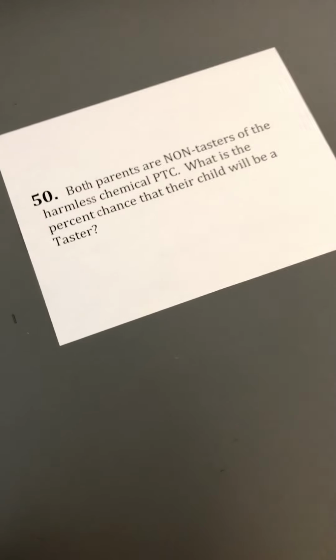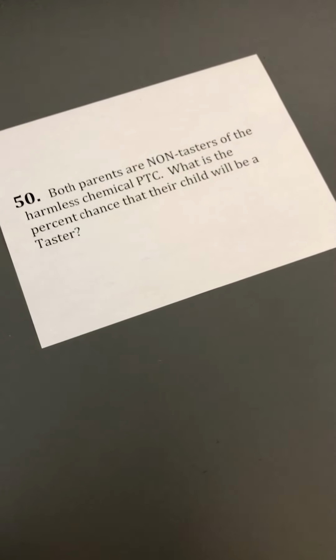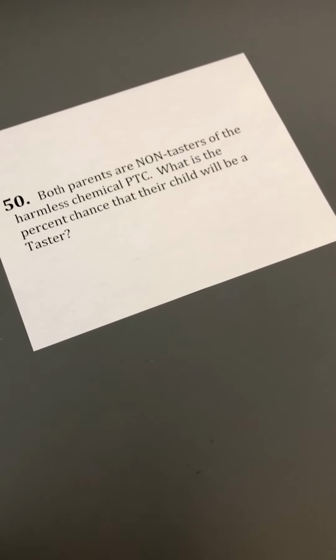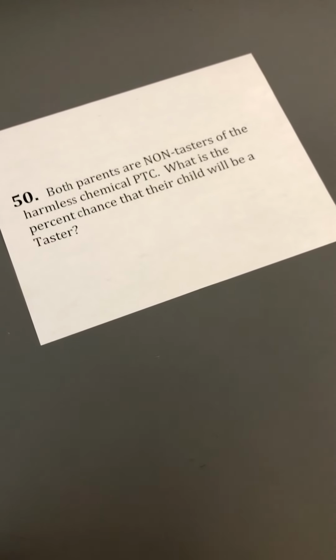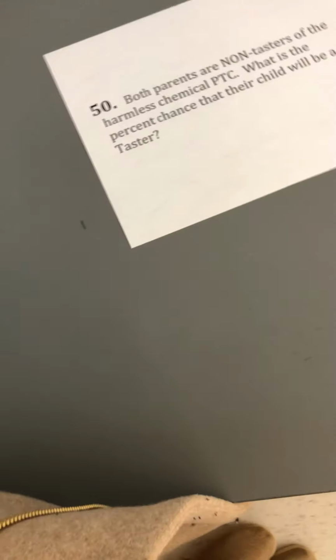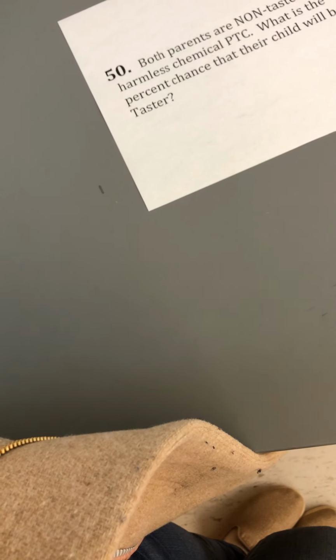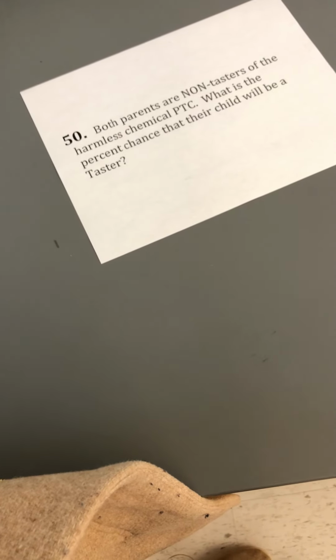And then for 50, I switched it so the parents are now non-tasters, but we want to know what's the percent chance that their child could be a taster. It's a 0% chance. If both parents are non-tasters, they're both homozygous recessive, so they both would have little t, for example. They have a 100% chance that their child or children will all be non-tasters. 0% chance they're tasters.